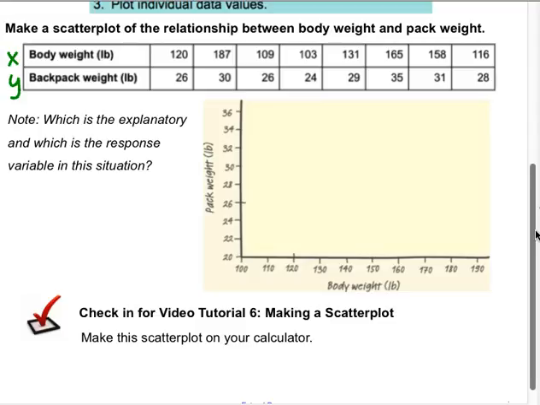So taking a look at this, now I'm going to plot those points. So 120 and 26 would be right there. 187, 30 would be about here. 109, 26 would be about here. 103, 24, about there. 131, 29. 165, 31.